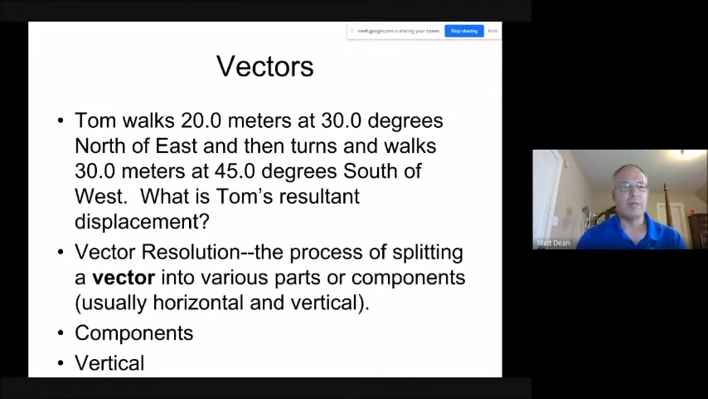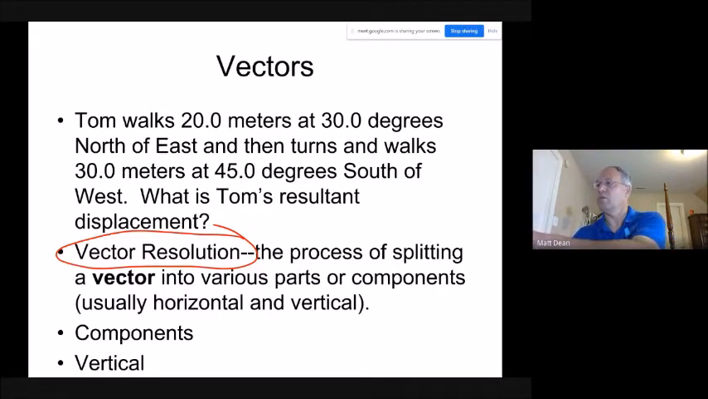To work a problem like this, the best way to do it is to use what's called vector resolution. When we have vectors that are at odd angles like this, the first thing that we're going to do is to take each of those vectors and break them down into horizontal and vertical pieces. We call those components. And the process of breaking them into those horizontal and vertical pieces is called vector resolution.